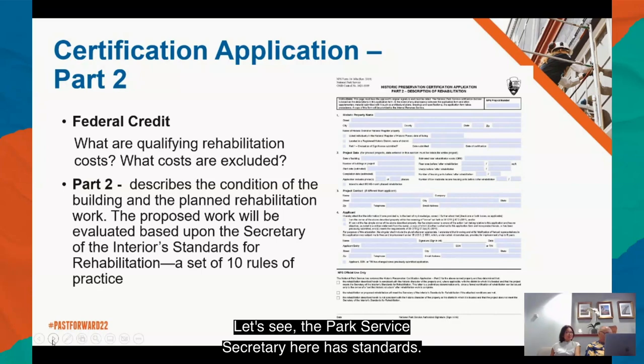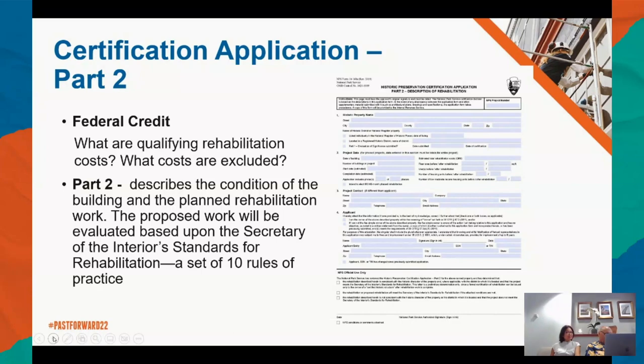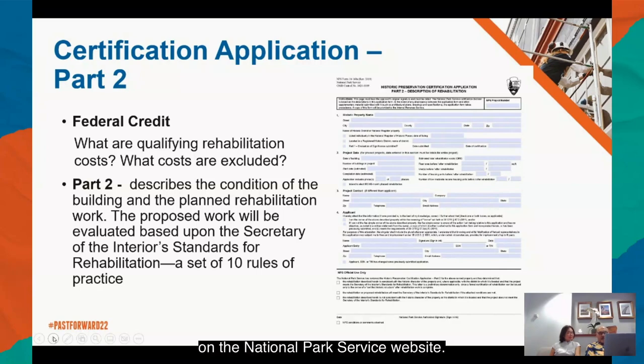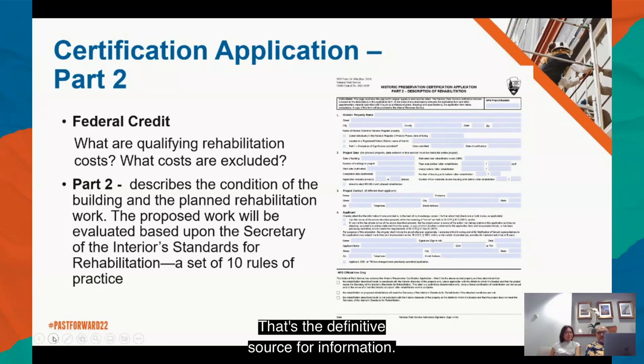So the Park Service, the Secretary of Interior, has standards. Those standards you can find online, in summary form, on the National Park Service website. They are also in regulation, and that's the definitive source for information, although the Park Service's website summarizes it, I think, almost verbatim. If you are doing a project, you really need to go to the regulations, because the regulations are law. That's at 36 CFR, Code of Federal Regulations, Part 67.